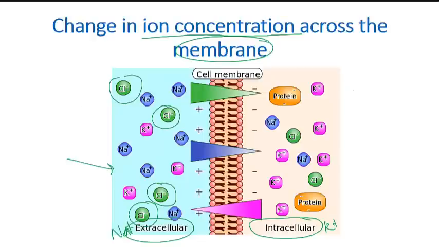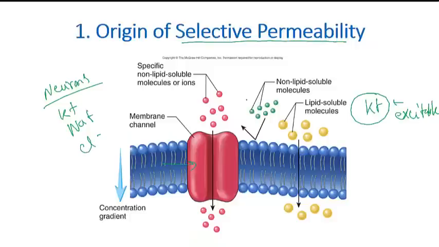As we saw earlier in the picture, the gradient of all these ions are listed. Sodium, more outside, less inside. Potassium, more inside, less outside. Chloride, more outside, less inside. Cells are impermeable to any kind of negatively charged proteins or other large anions found inside them. These ions are too large to pass, so that is another way of selective permeability.